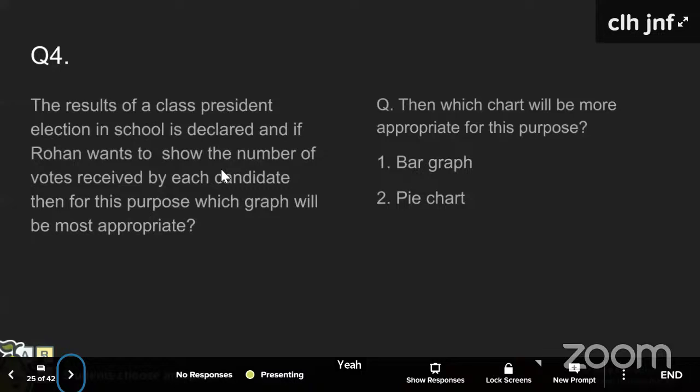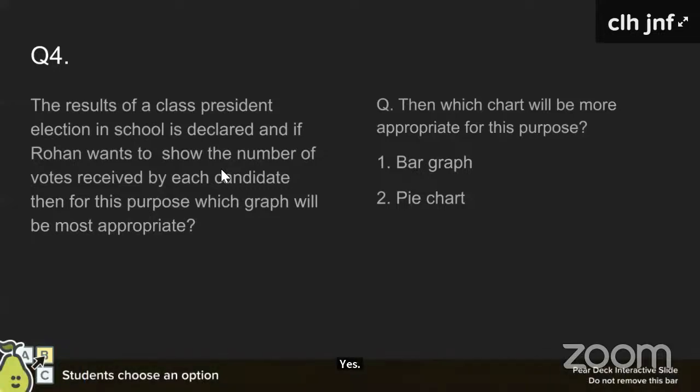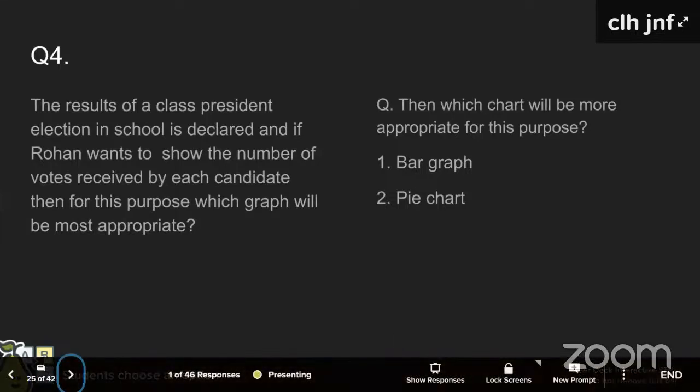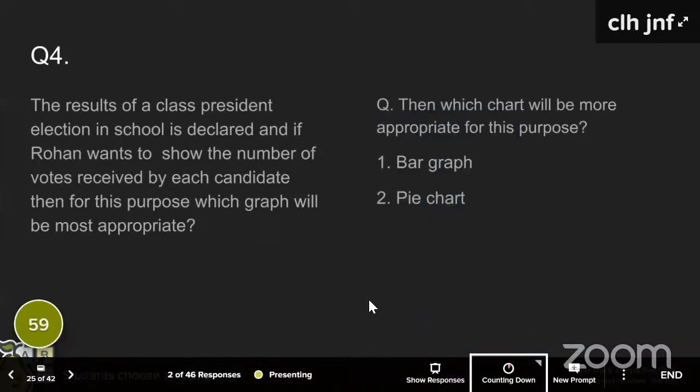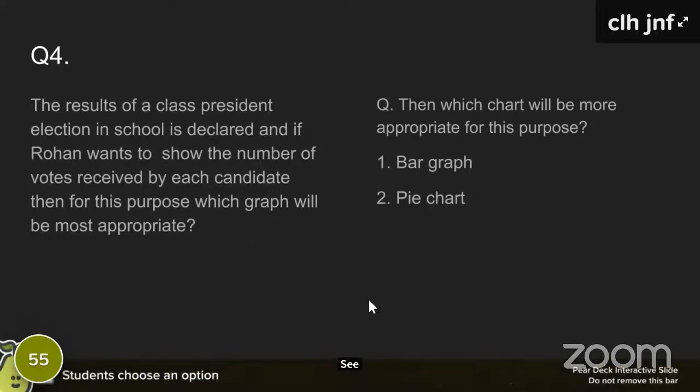See, the result of the class president election in school is declared, and if Rohan wants to show the number of votes received by each candidate, then for this purpose, which graph will be most appropriate? See, now there will be a context, so you will be able to relate to what I was saying. Yes, ma'am.